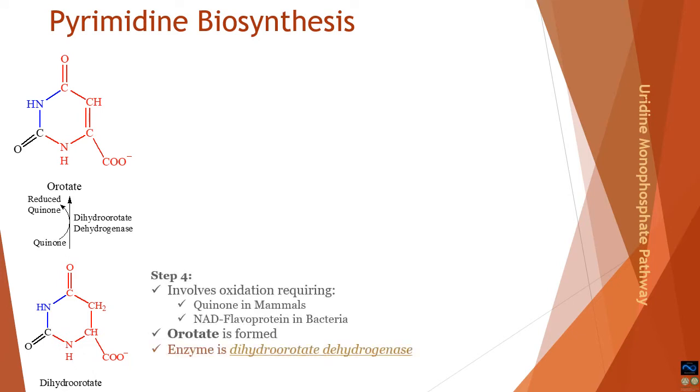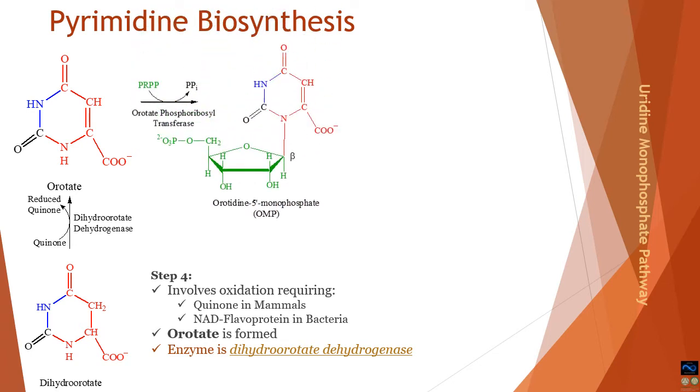So in the next step, what happens is the oxidation of dihydroorotate to orotate. This oxidation is brought about by dihydroorotate dehydrogenase, which is an enzyme dependent upon cofactors. In mammals, it is a quinone, and in bacteria, it is an NAD flavoprotein. The orotate which is formed is the true pyrimidine in its essence and its structure.